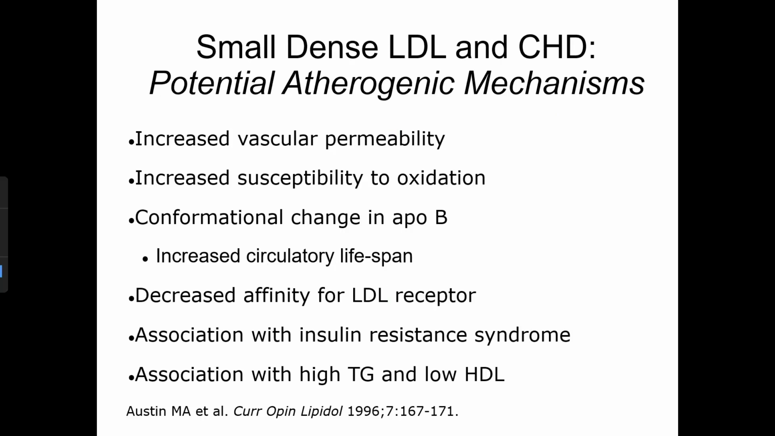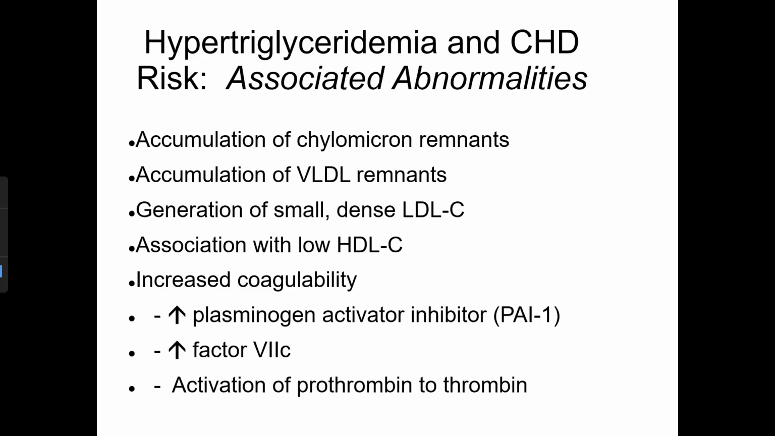Small dense LDL and CHD, potential atherogenic mechanisms. It causes increased vascular permeability and increased susceptibility to oxidation. Conformational change in ApoB leads to increased circulatory lifespan. So instead of being circulated out or filtered out of the blood, it stays in the bloodstream longer. Decreased affinity for the LDL receptor, association with insulin resistance syndrome, and association with high triglycerides and low HDL.